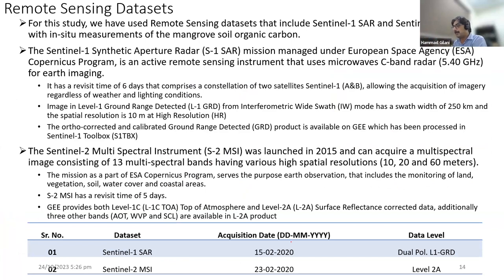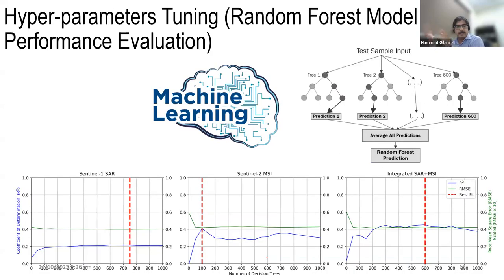So, keeping in mind the field data collected in February 2020, and similarly, from the synchronization point of view, we use the February 2020 images for Sentinel-1 and Sentinel-2. Initially, we use the machine learning algorithm random forest, as I mentioned. One of the biggest challenges when we work with machine learning algorithms is hyperparameter tuning.